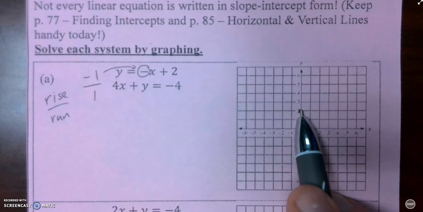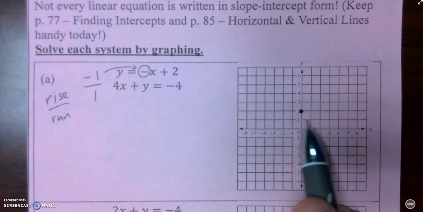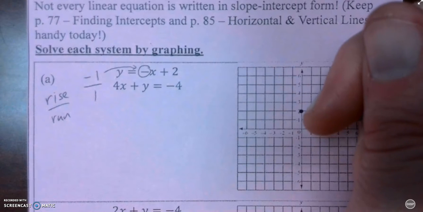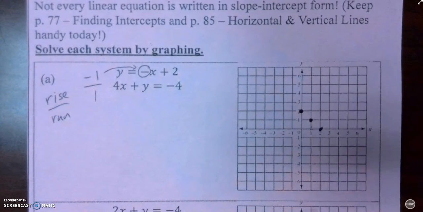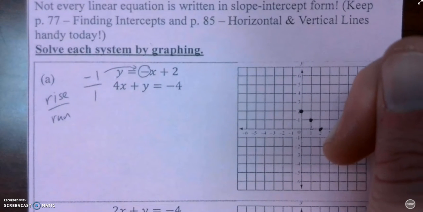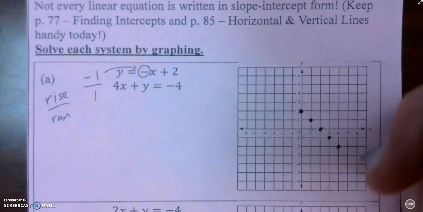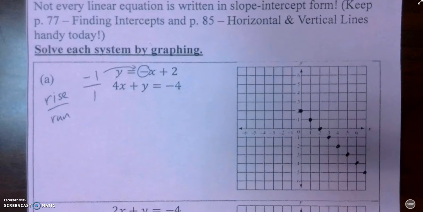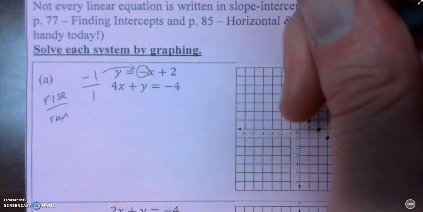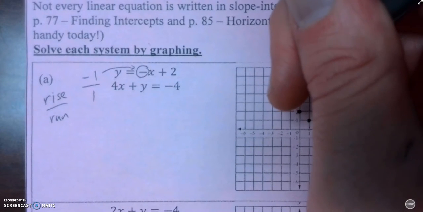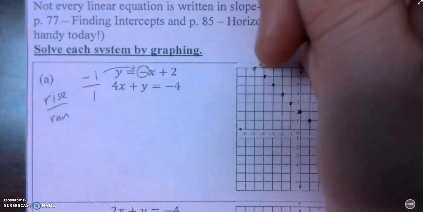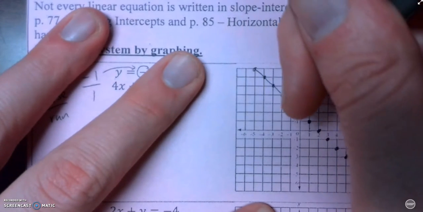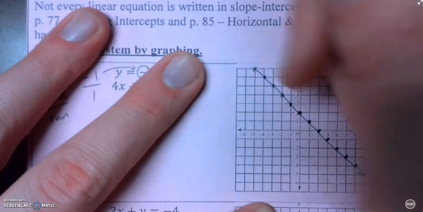So from the point I had, y equals 2, I'll go down 1, right 1. There's a point. And I'll go down 1, right 1 again. And so forth. In fact, I'm going to try and fill the graph as much as I can, just because I never know exactly where the solution point might happen. Here's my first line.